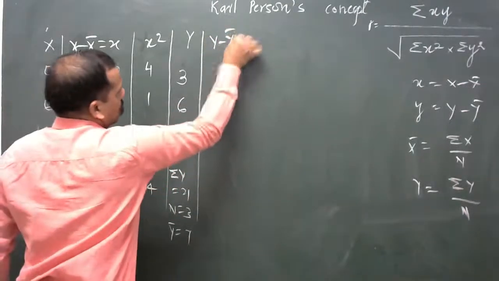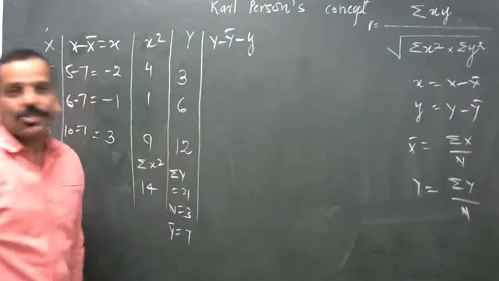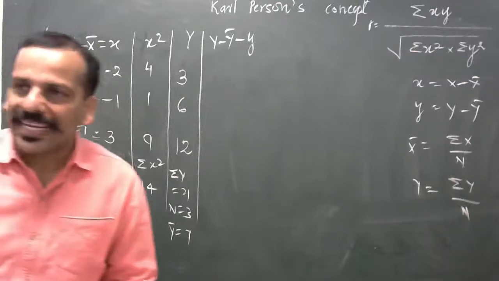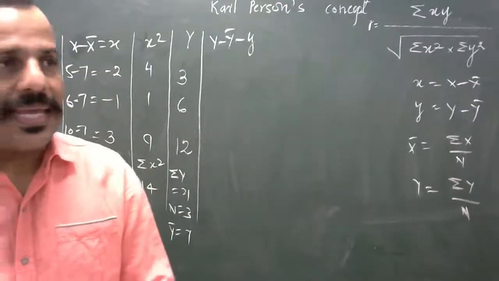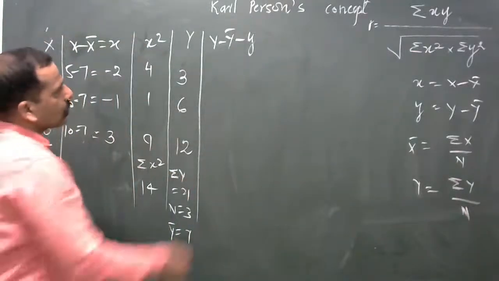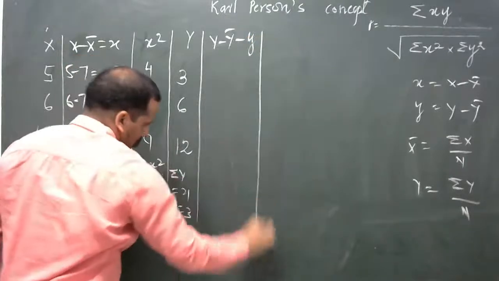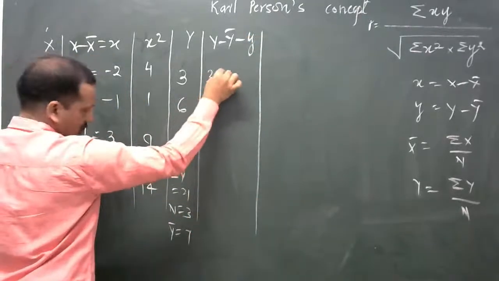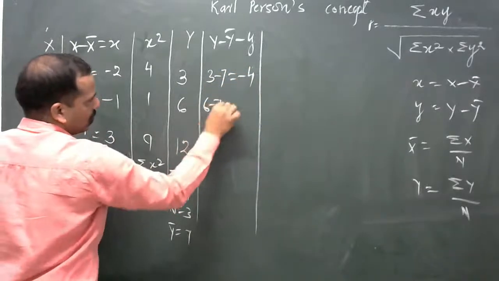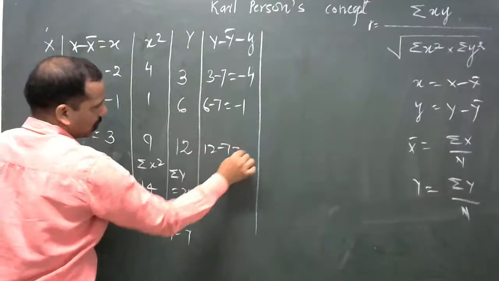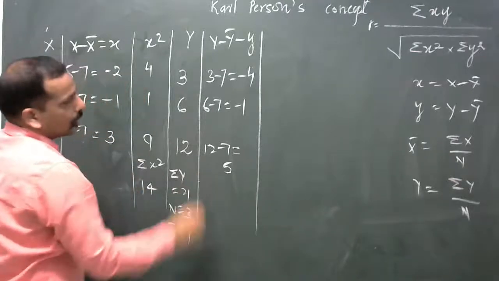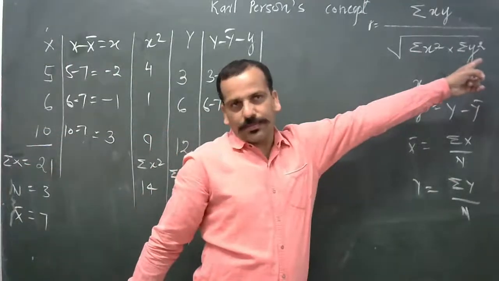Y minus mean small y. See, I am writing small y and small x. Small y and x is nothing but deviation. You may write dy and dx. Understood? So y 3 minus 7 equal to, next 6 minus 7, 12 minus 7. Okay. Next step, summation y square.